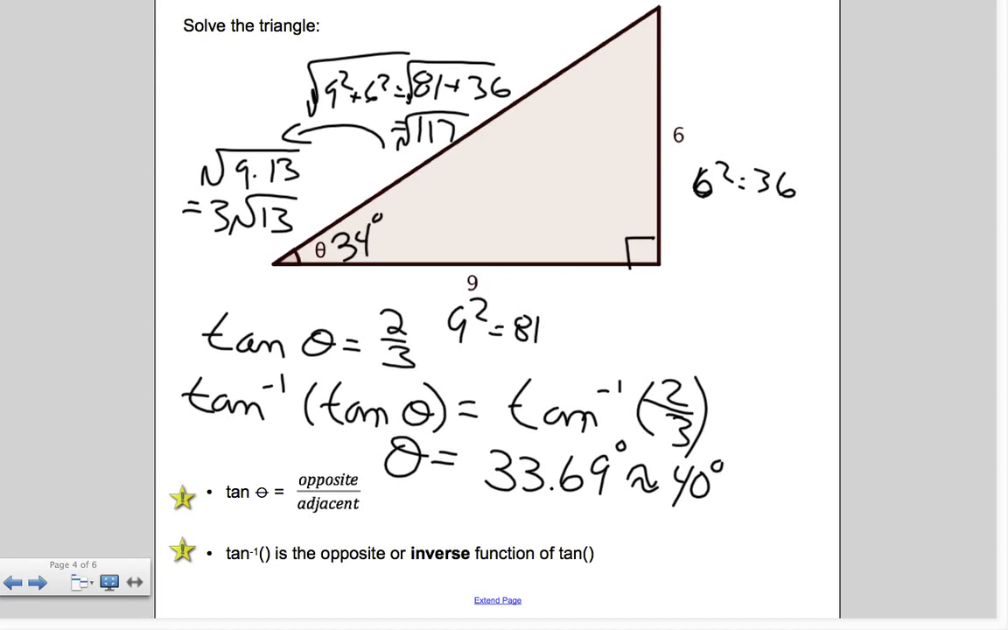What is the squiggly line? This squiggly line means approximately. You guys are probably used to seeing it as an equal sign with a dot on top. That's approximately. Is it approximately 34? Yeah, 34.